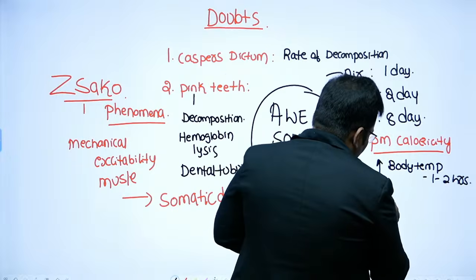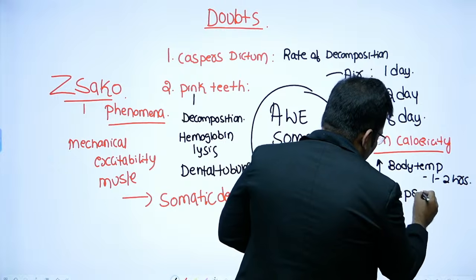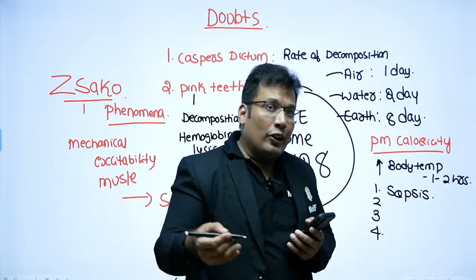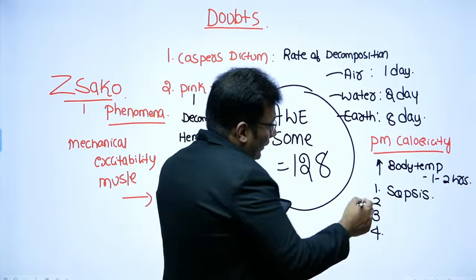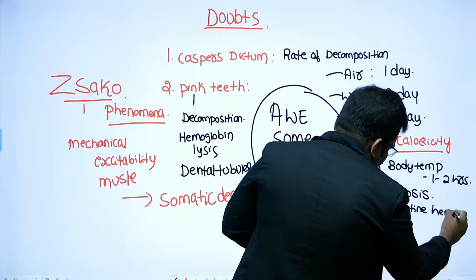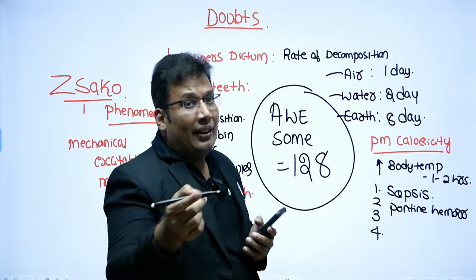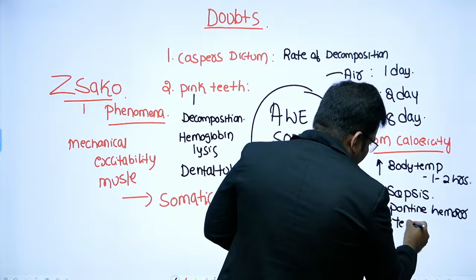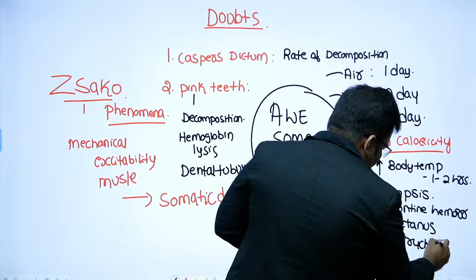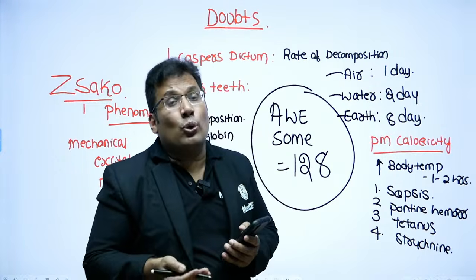You need to mention 4 conditions. One is sepsis, gram-negative bacteria, which can lead to post-mortem caloricity. Pontine hemorrhage. Violent death, for example tetanus, strychnine poison. Sunstroke, heat stroke and all are examples of post-mortem caloricity.